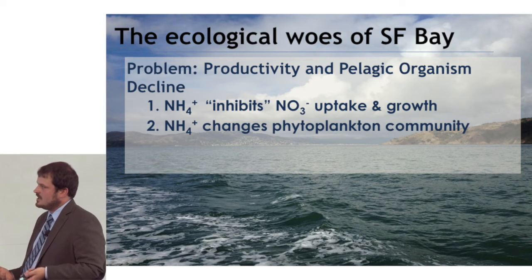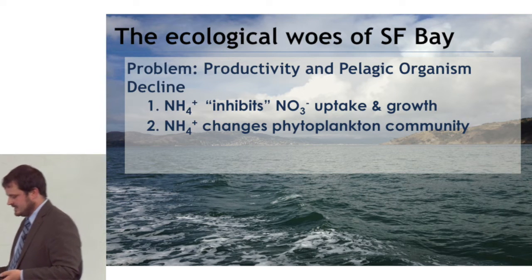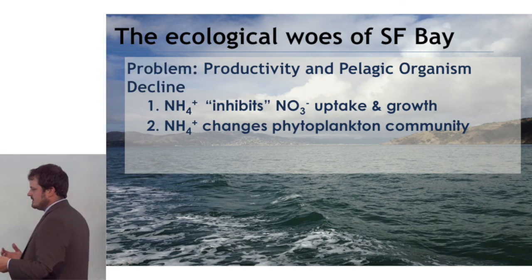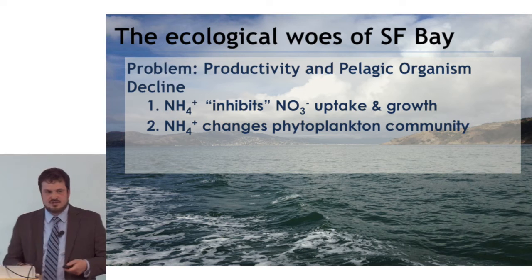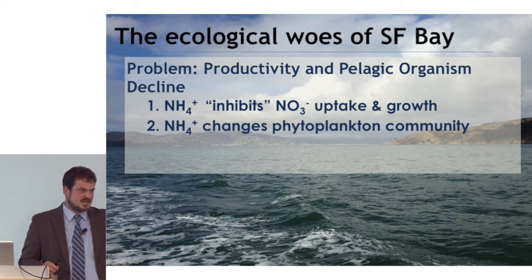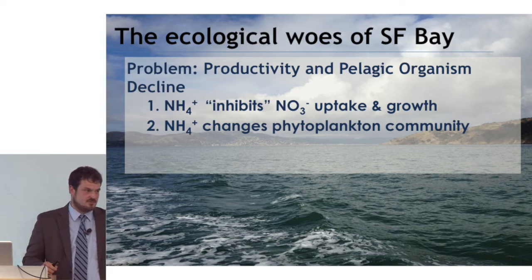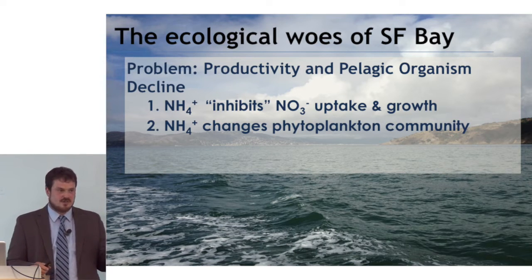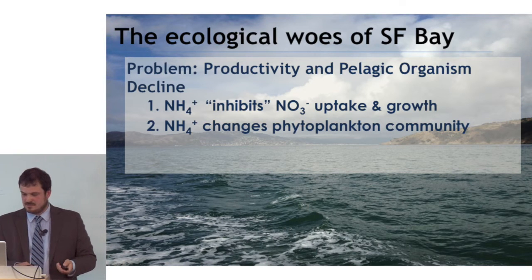The next is a similar hypothesis. It's that ammonium isn't so much inhibiting nitrate uptake as it's changing the phytoplankton community. And so having high concentrations of ammonium from wastewater coming in down the Sacramento River is leading to a shift in the phytoplankton community away from highly productive diatom species that are the base of the food web historically towards other smaller celled species like cyanobacteria and cryptophytes.